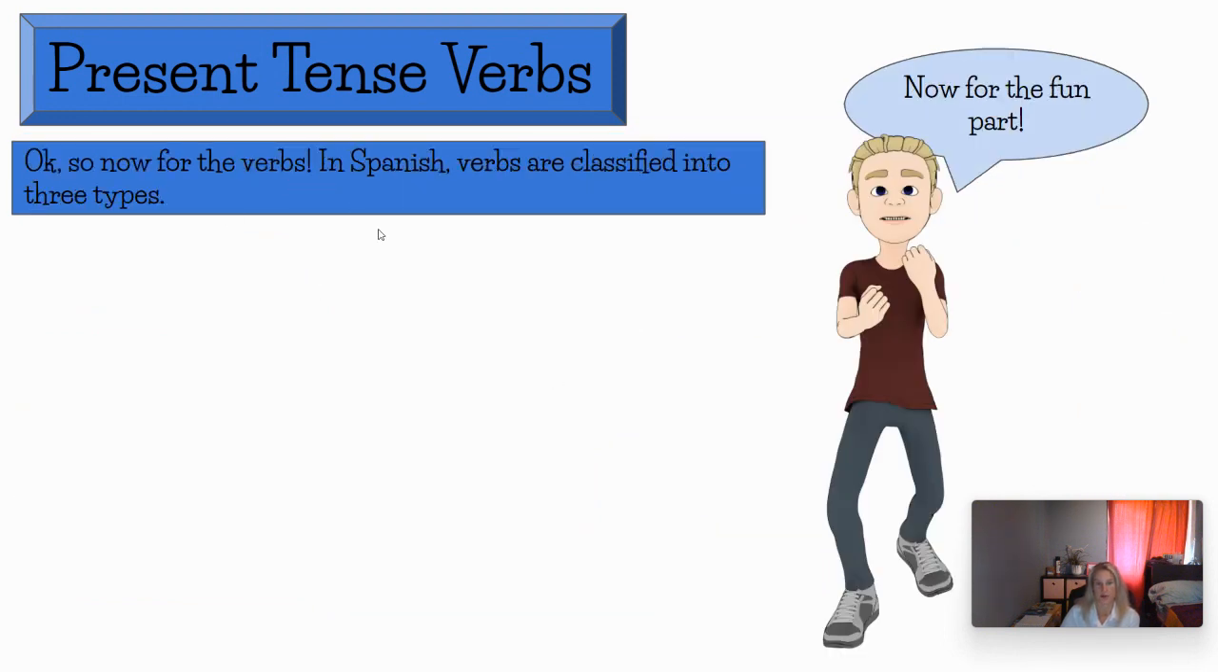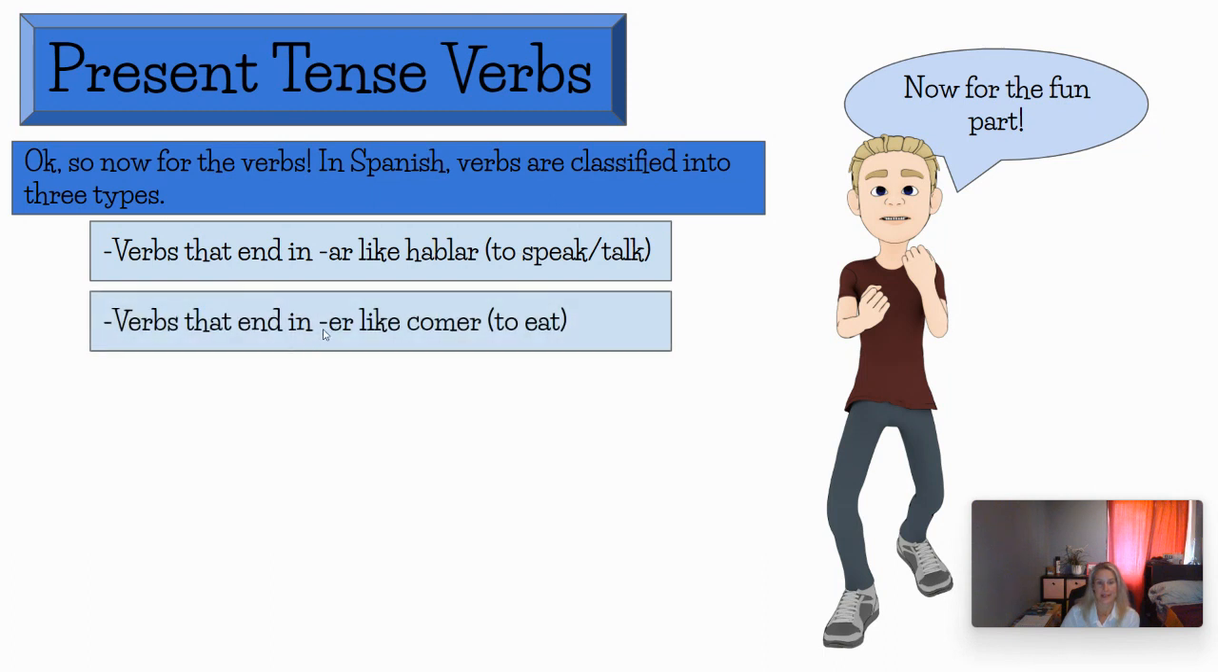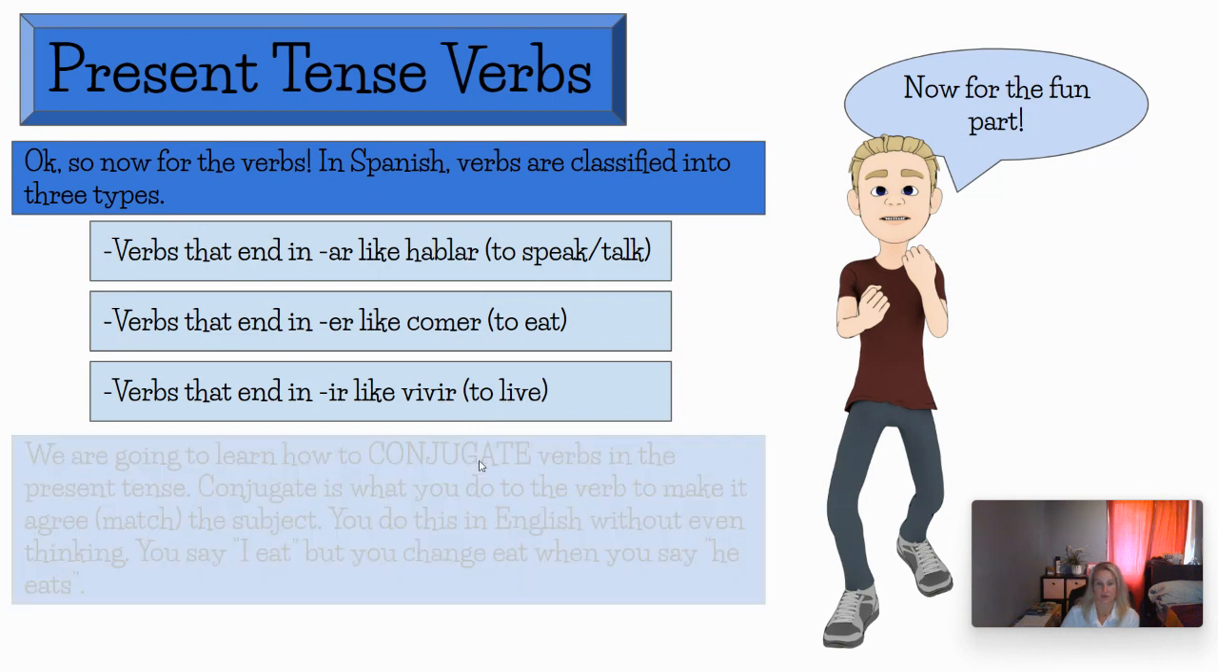So now for the verbs. In Spanish, verbs are classified into three types. Verbs that end in AR, like hablar, are one classification because they're called AR verbs. Hablar means to speak or talk. Verbs that end in ER, like comer, which means to eat, are another type of verb. And then verbs that end in IR, like vivir, which means to live, are the third type of group. So we have AR verbs, ER, and IR verbs.